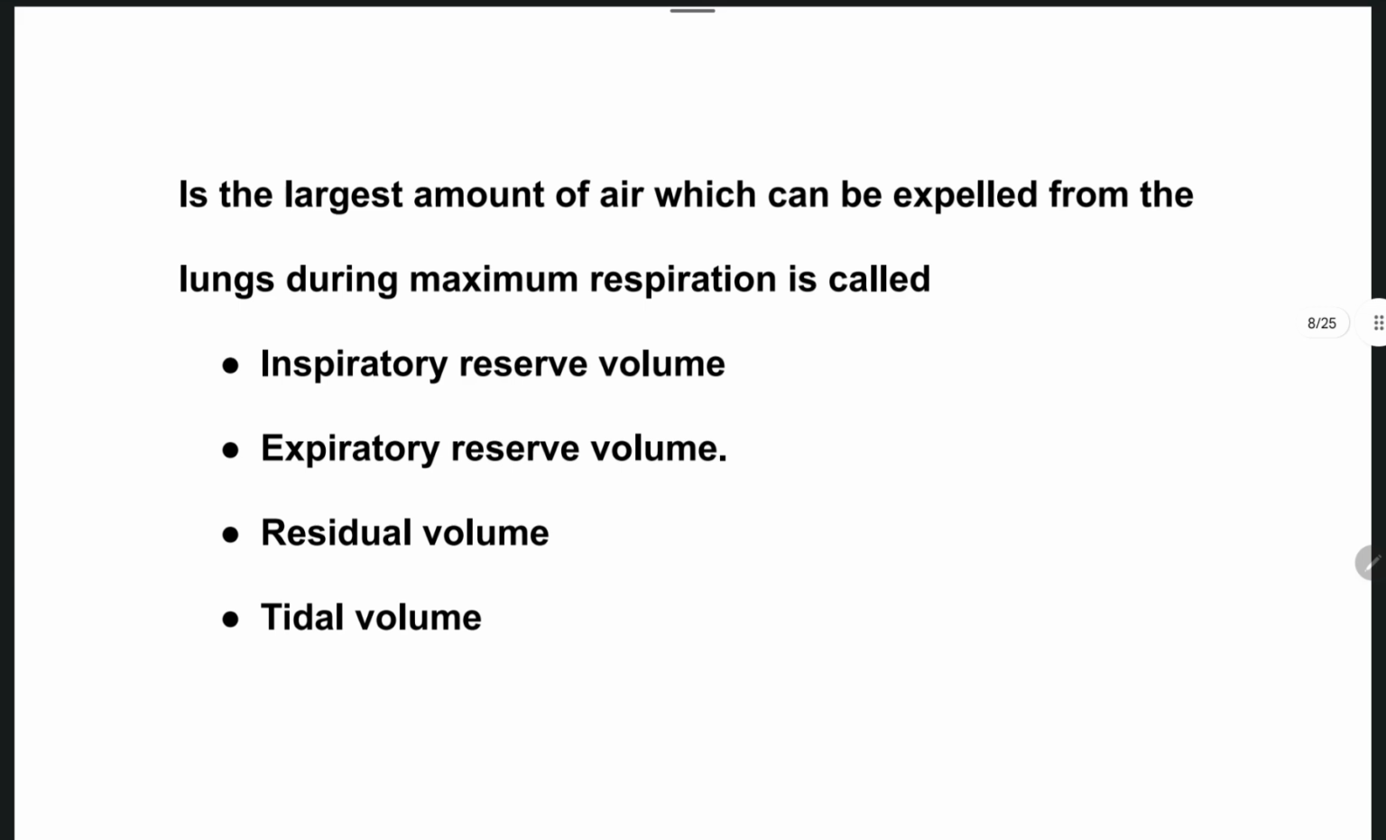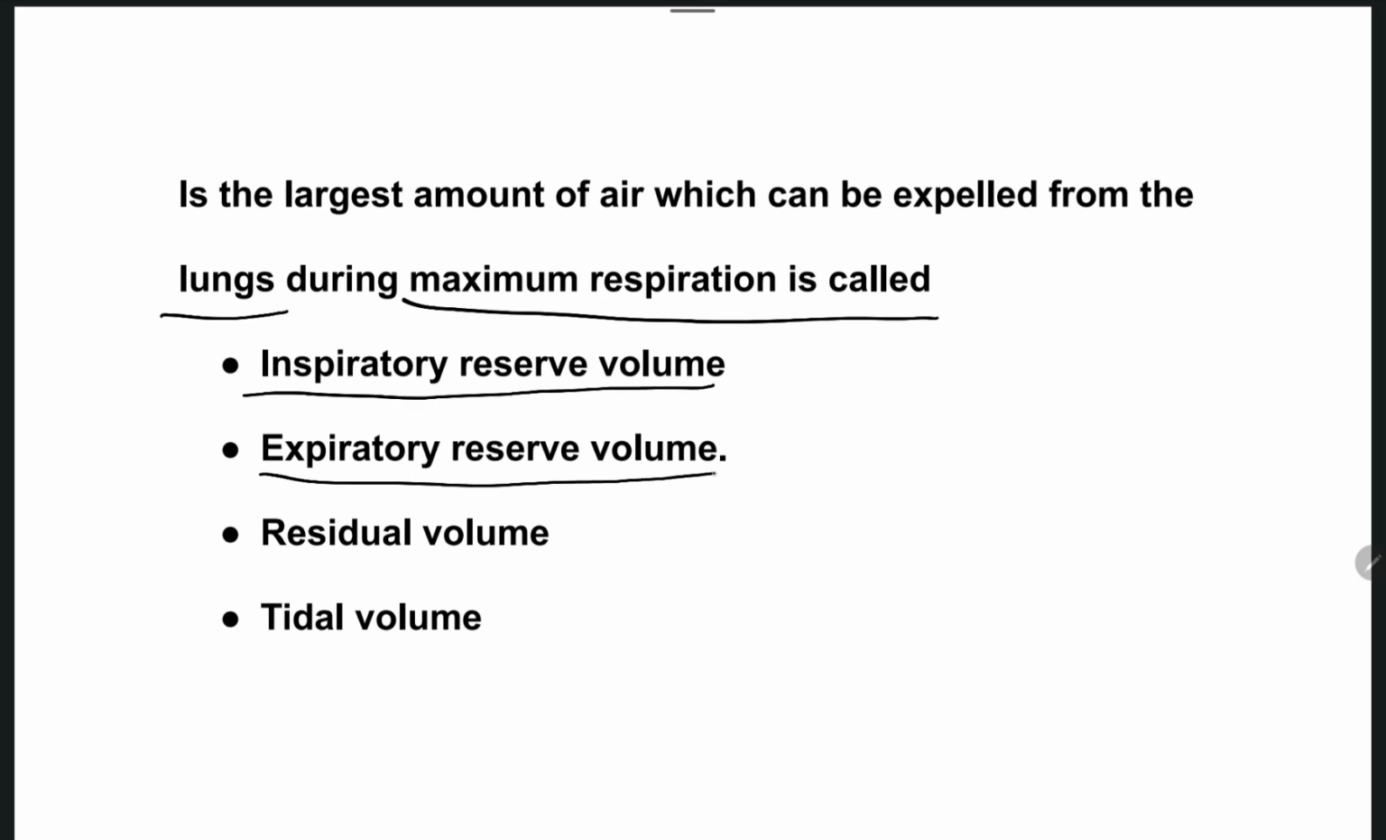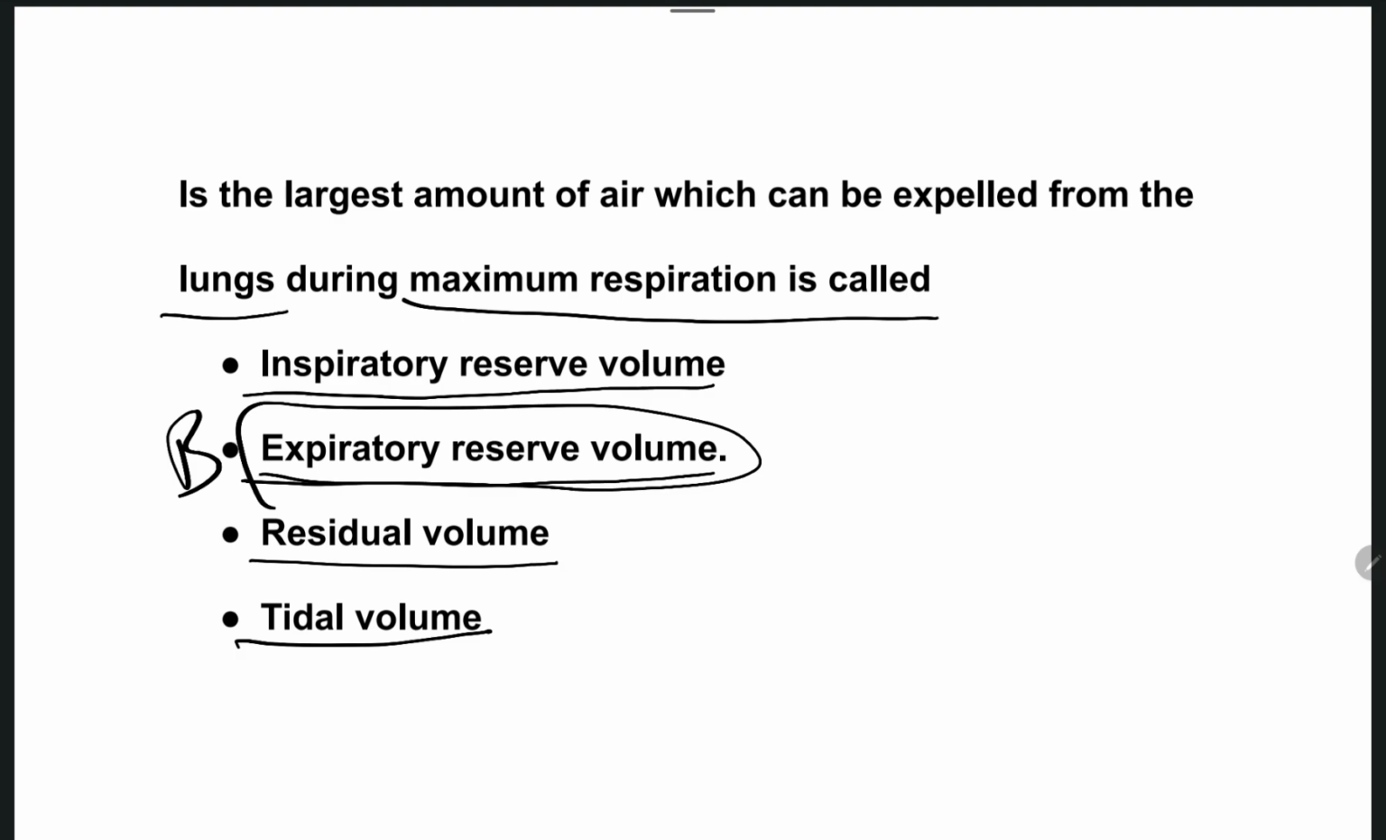The next one is, the largest amount of air which can be expelled from the lungs during maximum respiration is called. The options are inspiratory reserve volume, expiratory reserve volume, residual volume, tidal volume. So which one is the right answer? That is option B, expiratory reserve volume.